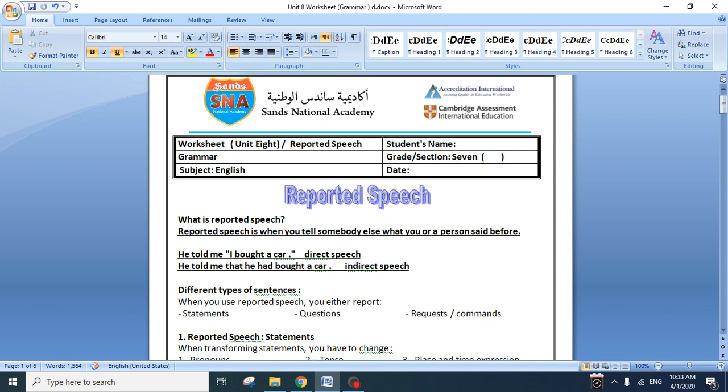What is reported speech? Reported speech is when you tell somebody else what you or a person said before. We have two types of reported speech: direct speech and indirect speech. Direct speech is when you retell what someone said without changing anything, like this example: he told me, between quotation marks, "I bought a car." Indirect speech is changing it to tell it to someone else. We call it indirect speech: he told me that he had bought a car. As you can see, this is indirect.